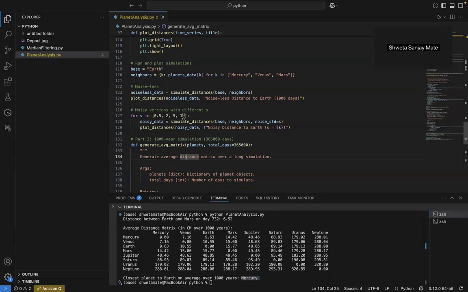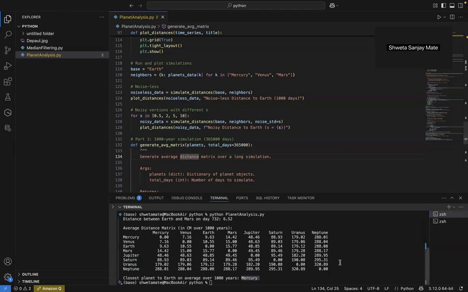So the fourth question is the 8 by 8 matrix and the closest planet. For the final part, I ran a 1,000-year simulation by iterating over 365,000 days. For each pair of the 8 planets, I calculated and stored the average distance between them. The result is an 8 by 8 symmetric matrix where row I and column J shows the average distance between planet I and planet J. I used nested loops to fill the matrix and printed it out in a tabular format.